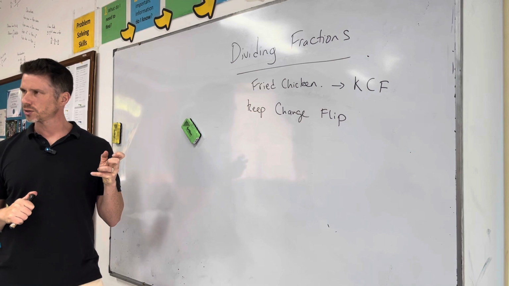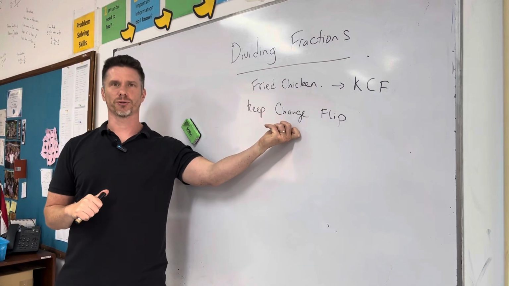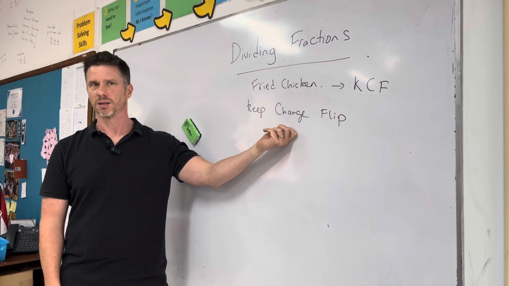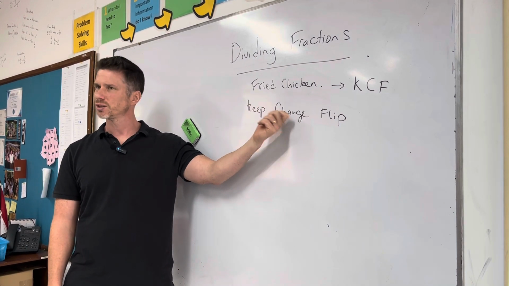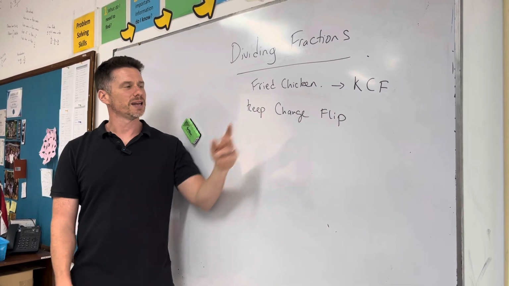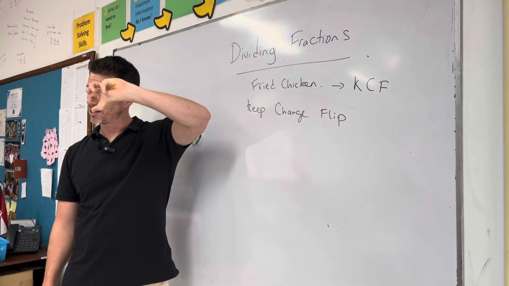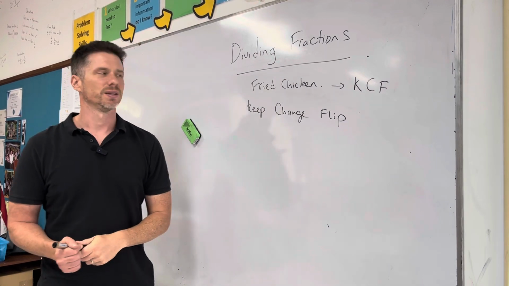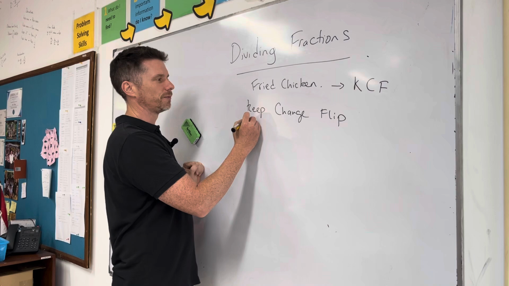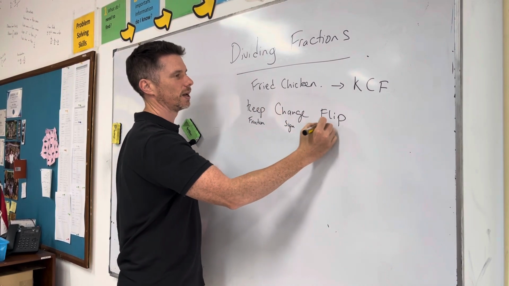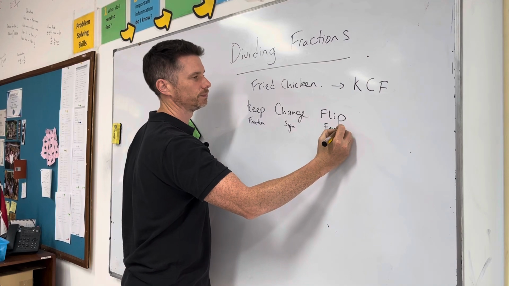This works because if I change from division to multiplication, we've just done multiplication, it's pretty easy. It's just a straight line. If I change the question to multiplication, it's easier to do. And if I flip the number, make it the opposite number, it's like I'm doing the opposite operation. So keep the first fraction, change the sign, and flip the second fraction.